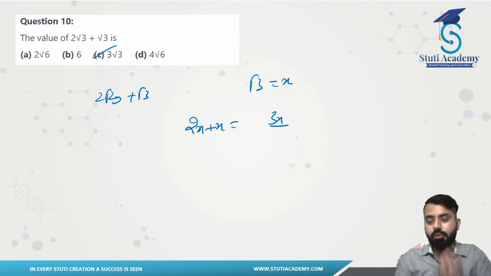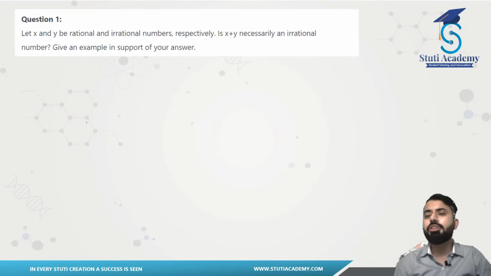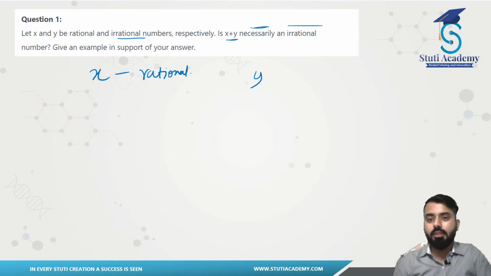Now I'm going to move forward with this. So let's just start with the very short questions here. These are very short. Let x and y be rational and irrational respectively. Is x plus y necessarily an irrational number? Give explanation to support your answer. Now, see, I have two numbers, x and y, x being rational and y being irrational. So I have to check whether rational plus irrational is always, necessarily, irrational or rational.